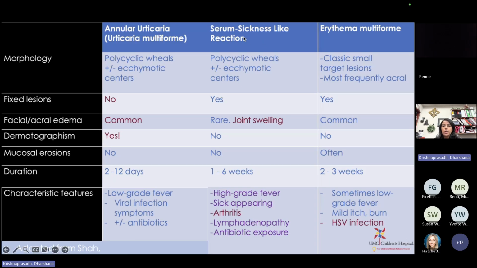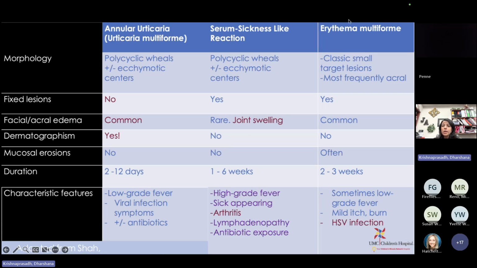So, going on to serum sickness-like reaction, this is the first case that we saw, the first picture in that case. This kiddo did have joint swelling, and that's why they were not weight bearing, and that's their key difference. They can have high grade fevers. They are a little sicker in appearance. They have arthritis and lymphadenopathy, and can have an antibiotic exposure. And like I said, the key thing for the serum sickness-like reaction is their joint swelling.